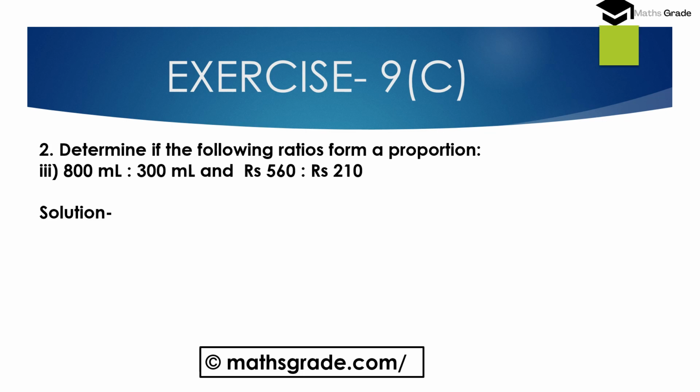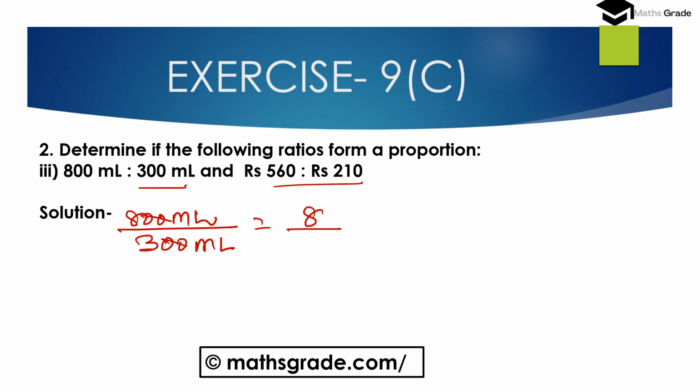Now third part, 800 milliliter is to 300 milliliter and 560 rupees is to 210 rupees. So the ratio 800 ml divided by 300 ml. Here both the antecedent and the consequent are of equal unit, in ml. Between 800 and 300, cancelling these two zeros, we get 8 divided by 3, that is 8 is to 3.